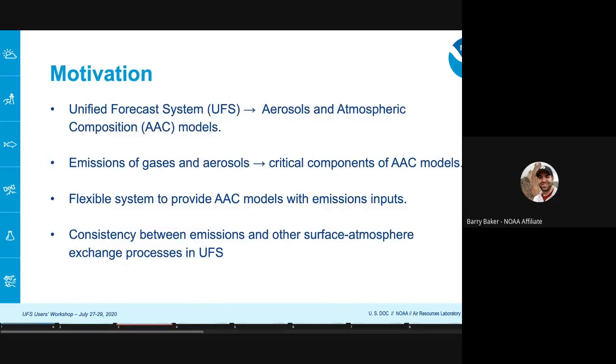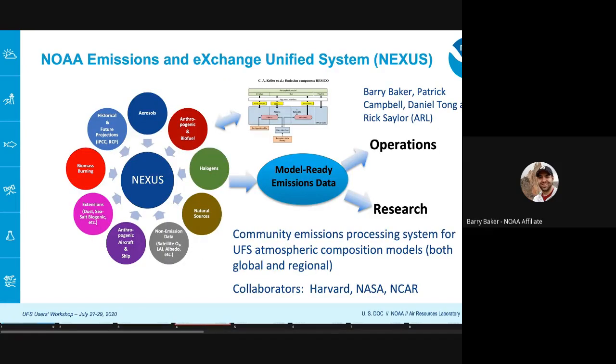So just to go over the motivation again. Within UFS, we're going to have different aerosol and atmospheric composition models. And a major component of this is the emissions of both gas phase and aerosol. So we need a flexible system to be able to do this, and we need consistency between emissions and other physics processes within these systems. That's where the idea for the NOAA Emission Exchange Unified System came from. The idea is that we can use existing models as a base. In this case, we're going to use the Harvard emission component originally developed by Christoph Keller to create a community emission processing system for UFS. And of course, we're collaborating with Harvard, NASA, NCAR, and other NOAA offices such as CSD and GSL.